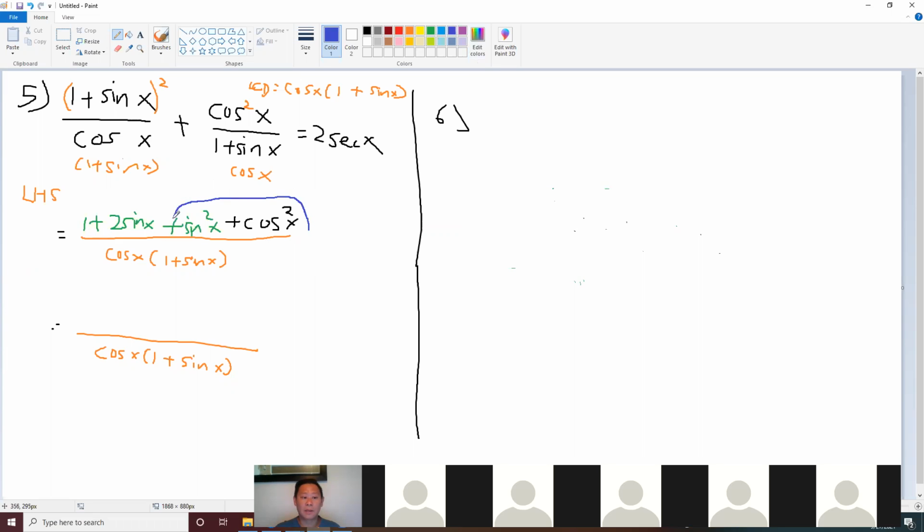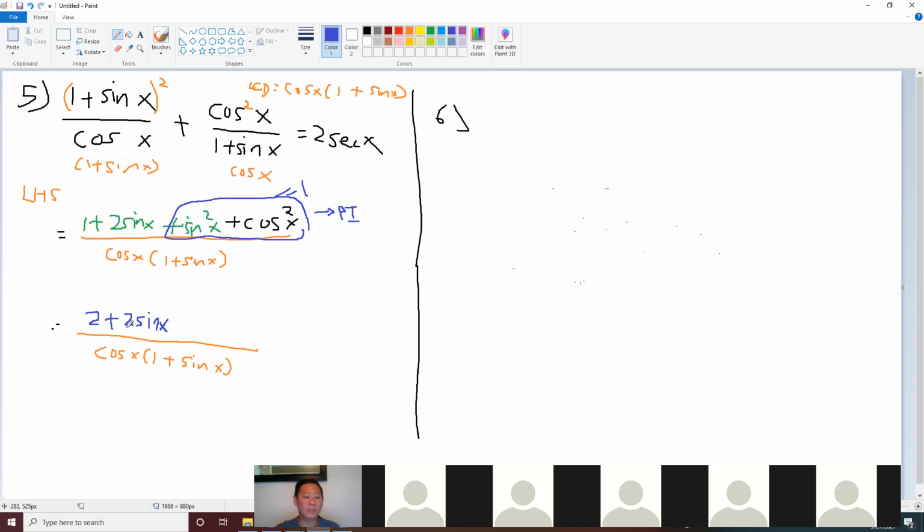This one. Can someone tell me what this is? It's sine square x plus cosine square x. That is a Pythagorean identity. Yes, Ming. And what is that equal to? That is 1. So when you combine this, 1 plus 1, you get 2. So you will get 2 plus 2 sine x.